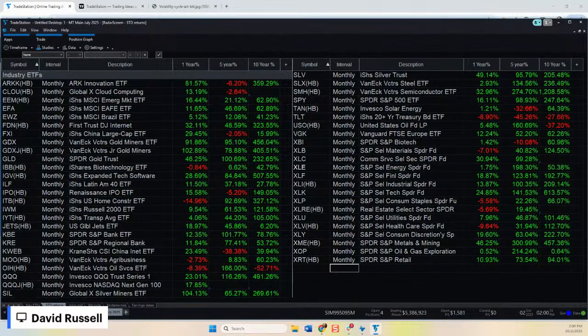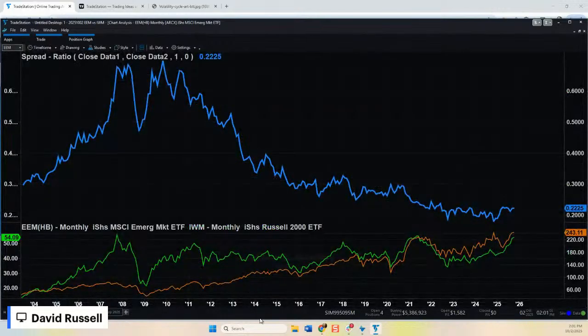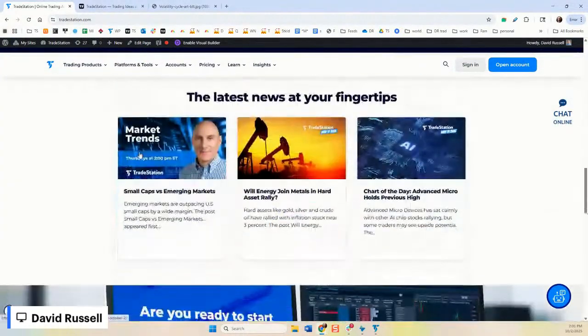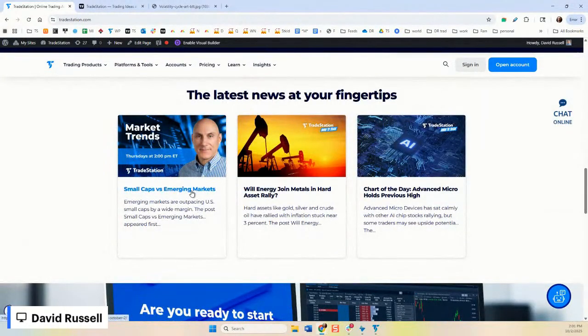And now today I'm going to go to this special chart. We're going to talk about this a little bit. But first, let me just show you, if you're on tradestation.com and you scroll down, you can see small caps versus emerging markets, today's presentation.